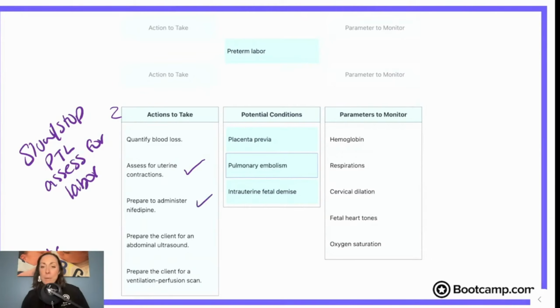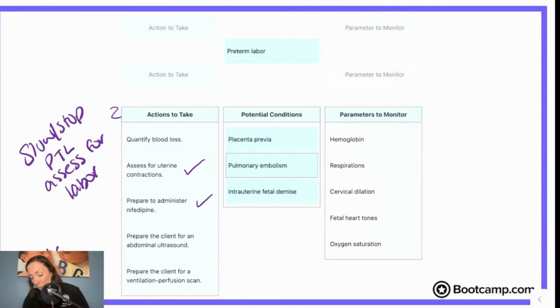So I have 2 options here, but of course we need to always look at our other ones just to make sure. Prepare the client for an abdominal ultrasound. All right, so I saw some people were thinking that. Now, again, not that it's wrong to do, right? It can tell us how the baby's doing, especially if we were worried about an intrauterine fetal demise. It can assess where the placenta is, but that's not going to help us slow or stop this labor or assess for labor, right? So although it won't hurt anything, it's not going to be what we complete here.